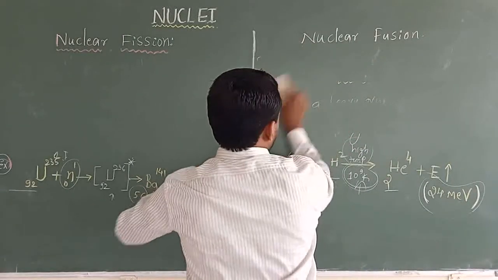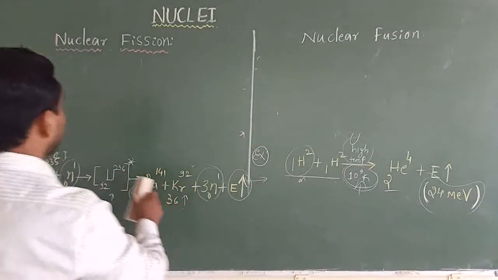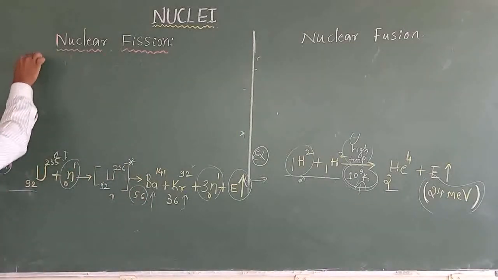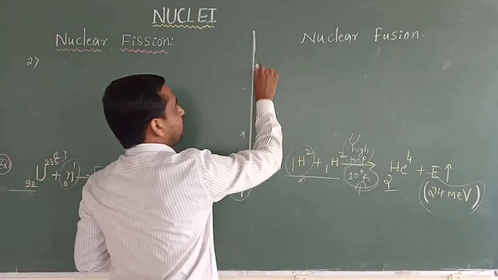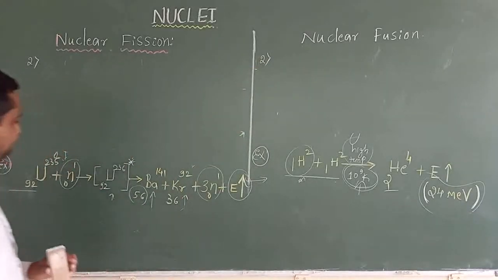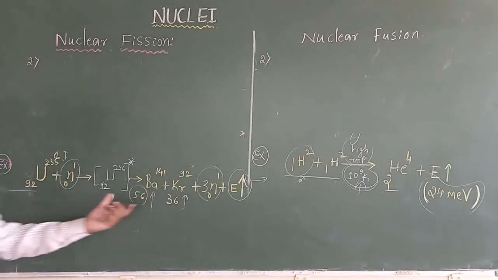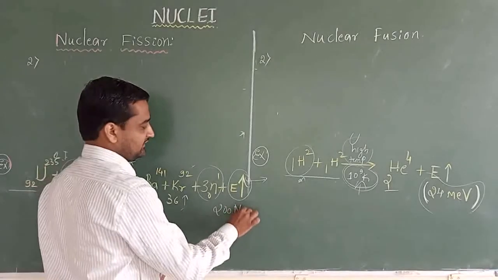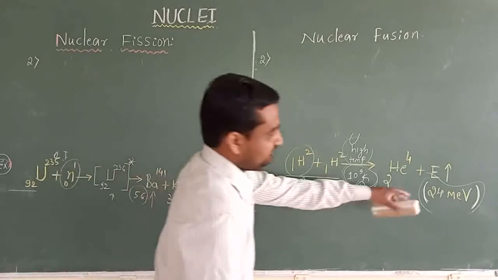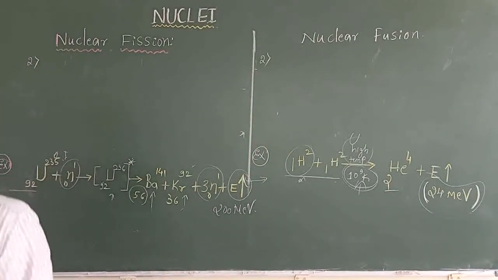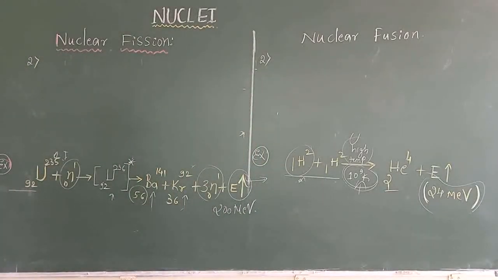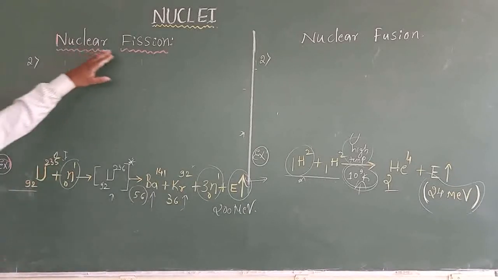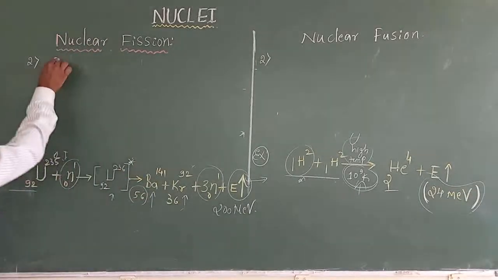So first, you have to write the definition and the examples. Next, second. As you have seen, in the nuclear fission reaction, the energy released in the uranium nuclear reaction is about 200 mega electron volt, and here, in fusion, it is of the order of 24 mega electron volt. So the second difference you can write is in terms of energy released: energy released per fission is large.